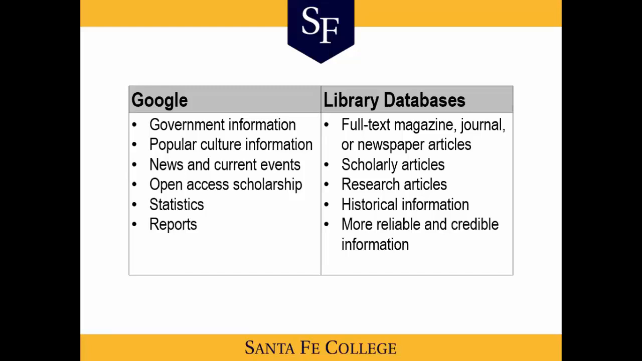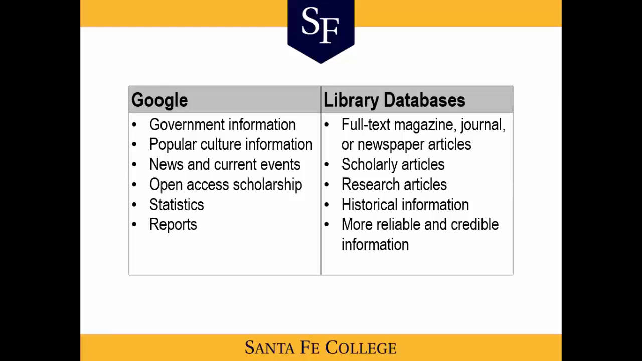On the other hand, we do have library databases, which are probably better choices if you're looking for certain things. First of all, if you need full-text magazine, journal, or newspaper articles, it's usually better to start with the library databases. Although there are open access articles out there, most of the time when you're on Google, the full-text articles are going to be locked behind a paywall. They're going to want you to pay to read it. During your time, especially here at Santa Fe, you should never be paying to read articles. The library databases have millions of them that are full text.